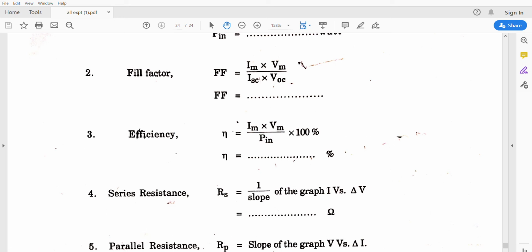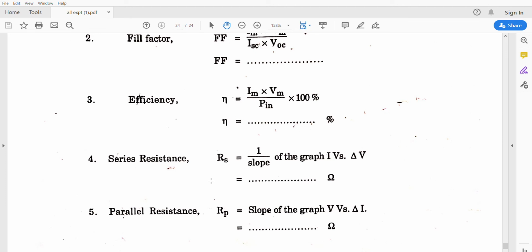So to calculate the series resistance, this is very important. The series resistance Rs can be calculated as 1 upon the slope of I versus delta V, and Rp, the parallel resistance, is given by the slope of the graph of V versus delta I.